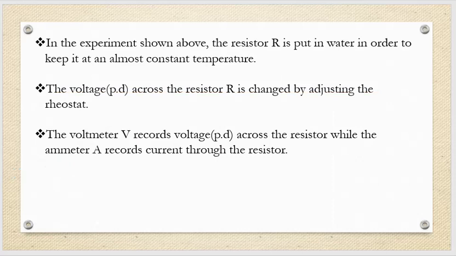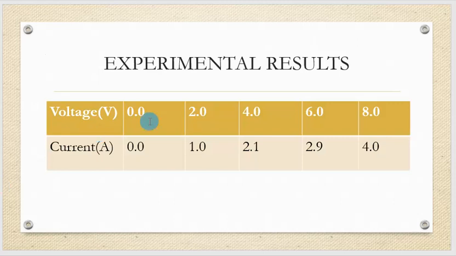Now let us look at the experimental results that can be obtained from such an experiment. Let me mention that the values I have used in the table I'm going to show you are not the values you expect every time, because in another experiment you may not have 2, 4, 6, 8 as the values of voltage you choose.